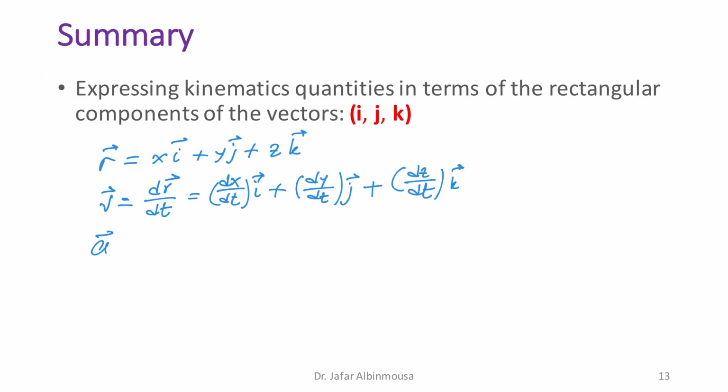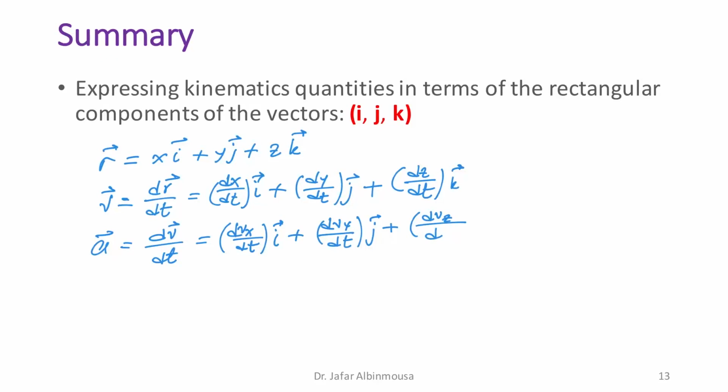Again, the acceleration vector is the time derivative of the velocity vector. So we will end up here with dvx over dt i plus dvy over dt, the change of the velocity with respect to time, j plus dvz over dt k. And that's it.